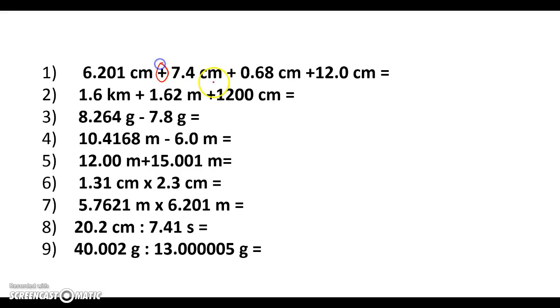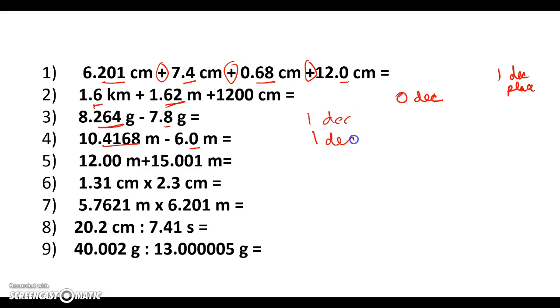I'm going to add these numbers together. So I have 3 decimal places: 1, 2, and 1. So my answer will have 1 decimal place, right? I'm going to grab my calculator in a minute. 1 decimal place, 2 decimal places, 0 decimal places. So this answer will have 0 decimal places, right? Subtracting 3 and 1. This answer will have 1 decimal place. 4 and 1. This answer will have 1 decimal place. 2, 3. This will have 2 decimal places, right?